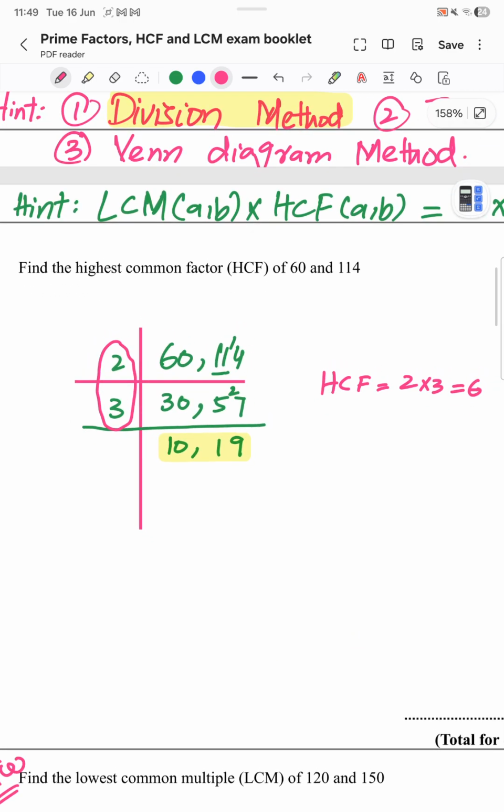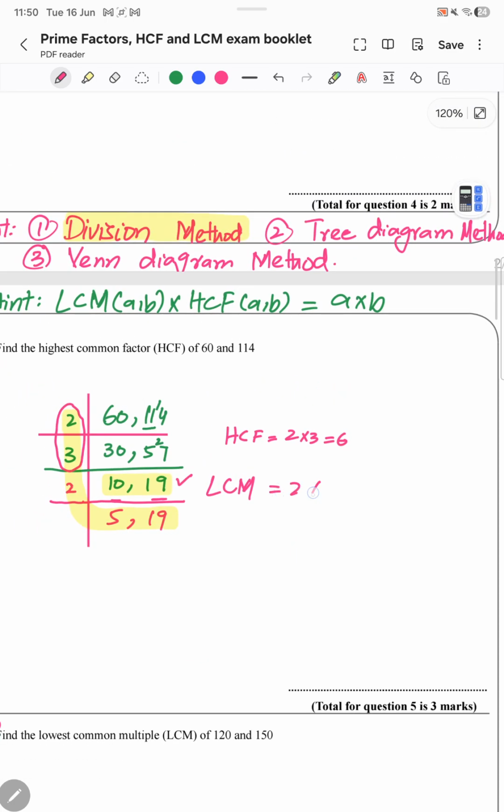For the LCM we just need to keep this working out, and we have to do one more step. In the same working out, we need to make these two numbers prime. 19 is already a prime number, and we have to make the 10 prime. So if you divide 10 by 2, 10 divided by 2 is 5, and 2 can't divide 19, so keep 19 as it is. Now you can see 5 and 19 are both prime numbers, so we need to multiply the remaining primes with all the divisors together. We'll get the LCM.